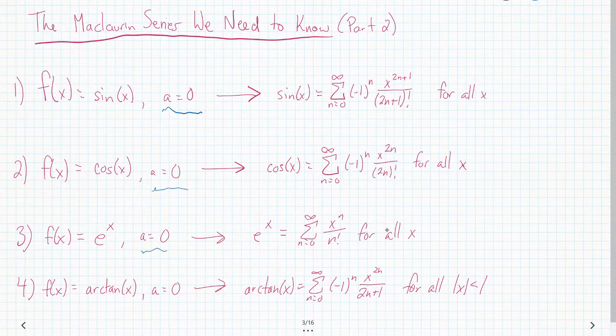So every time our a equals 0, that's a Maclaurin series. Before, what we were doing was just a regular Taylor series where a equals pi. So a Maclaurin series is just a special type of Taylor series. That's all there is to it.